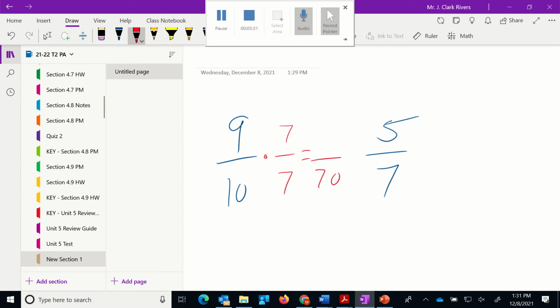9 times 7, that is 63. And then over here, we're going to multiply by 10, right? Because 7 times 10, we need that common denominator, is 70. We're going to multiply by 10 in the numerator. 5 times 10 is 50.